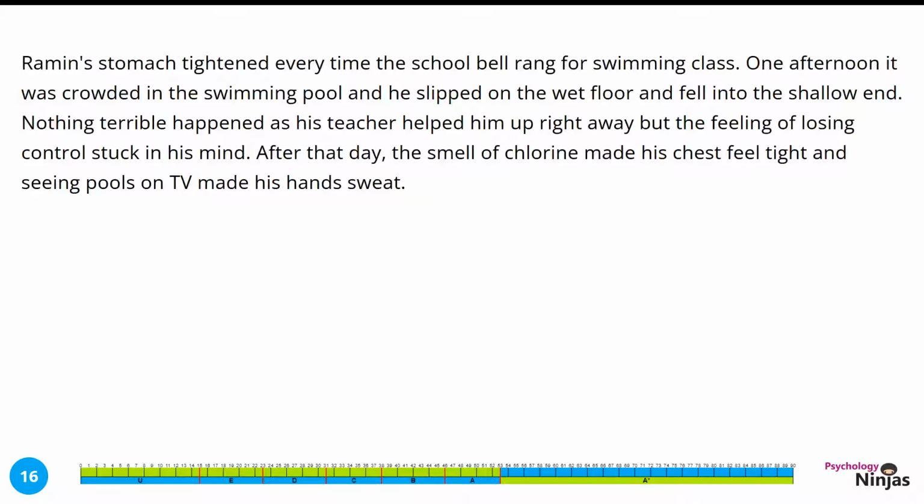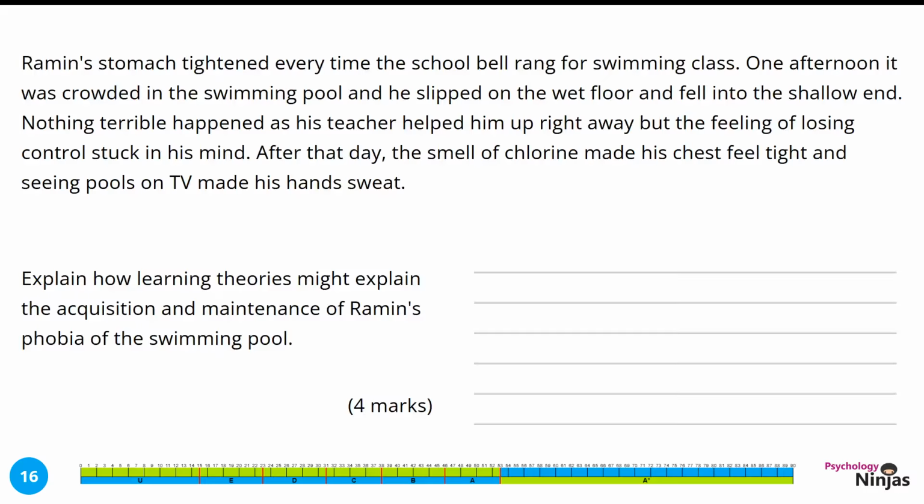Rahman's stomach tightened every time the school bell rang for swimming class. One afternoon, it was crowded in the swimming pool and he slipped on the wet floor and fell into the shallow end. Nothing terrible happened as his teacher helped him up right away, but the feeling of losing control stuck in his mind. After that day, the smell of chlorine made his chest feel tight, and seeing pools on TV made his hands sweat. Explain how learning theories might explain the acquisition and maintenance of Rahman's phobia of the swimming pool, 4 marks.